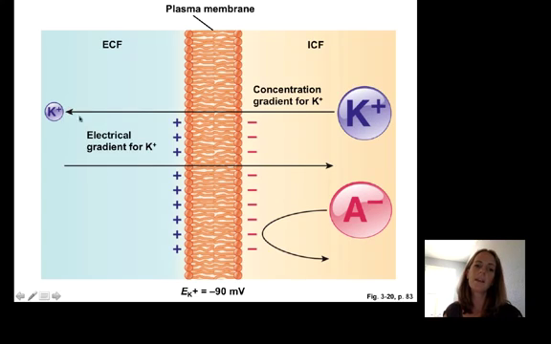There is also an electrical gradient for potassium. Because the inside of the cell is negative and potassium is positive, there's a small electrical gradient pushing potassium inside the cell, and that's why this arrow is going this way. So actually the forces on potassium are opposing each other, but when we do the overall calculation, it is the concentration gradient that is the strongest. If we were to open potassium channels, potassium would leave the cell.